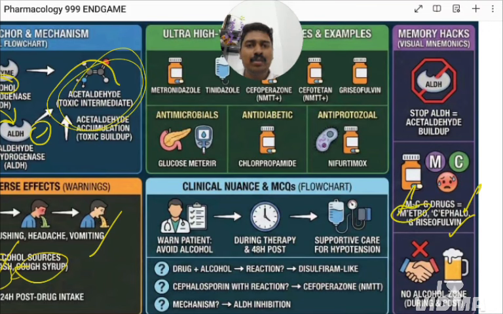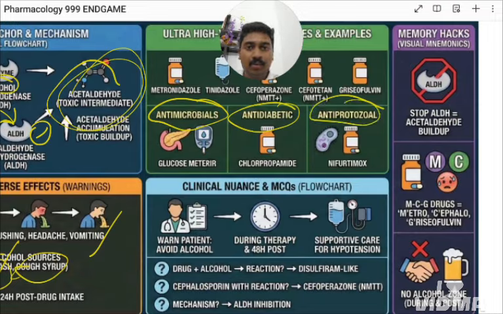When you remember metronidazole, you will automatically remember tinidazole also. So these antimicrobials, and an anti-diabetic and some antiprotozoal also cause it. The antimicrobial is metronidazole. The anti-diabetic is chlorpropamide, which is a sulfonylurea, just like glibenclamide, glimepiride. Chlorpropamide was the first generation one earlier, so it is not useful for us to remember. And nifurtimox is also not important for us.